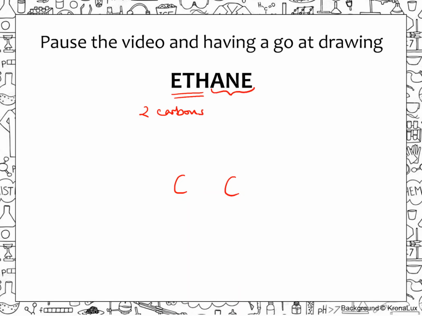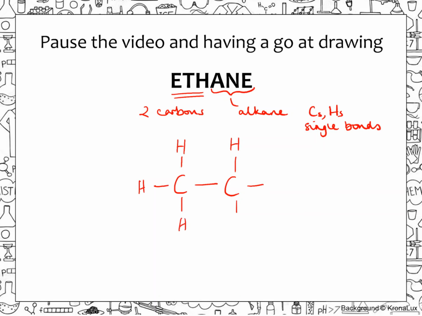Next, we look at the fact that this is an alkane. So we only have C's and H's, and we have single bonds. So, first thing, single bond between the 2 carbons. And now I've done everything that I can with ethane. Eth, 2 carbons, alkane, single bonds. So the next thing we have to think is 4 bonds for each carbon. And because it's an alkane, it is a hydrocarbon, so on the end of these bonds we put H's. And that's the structure of ethane.